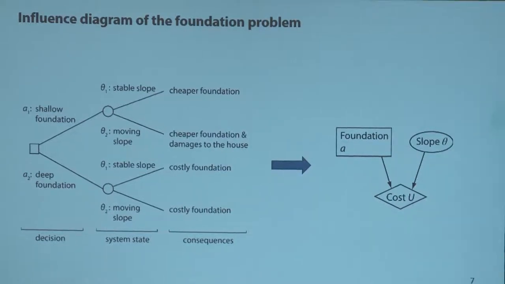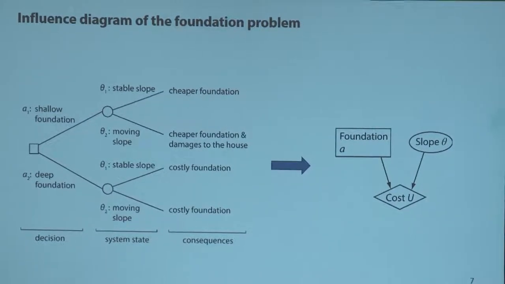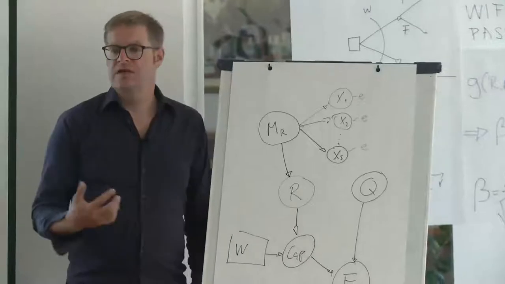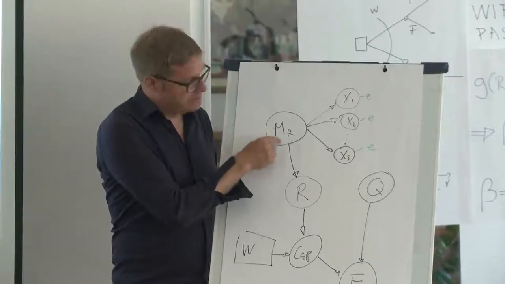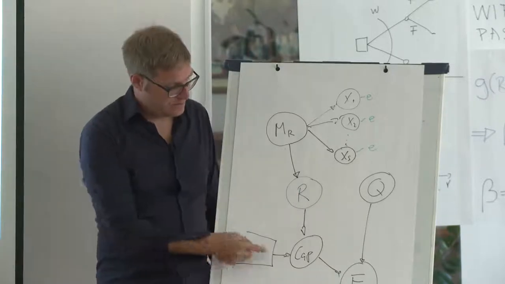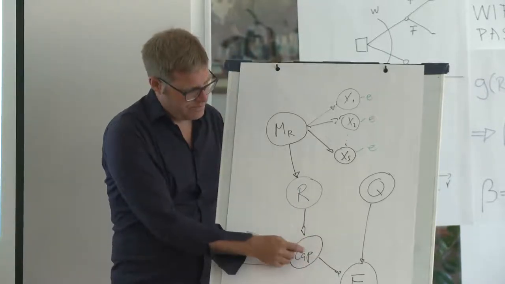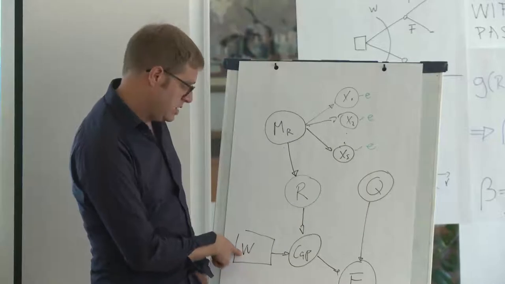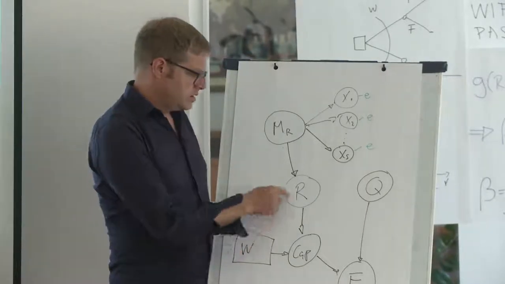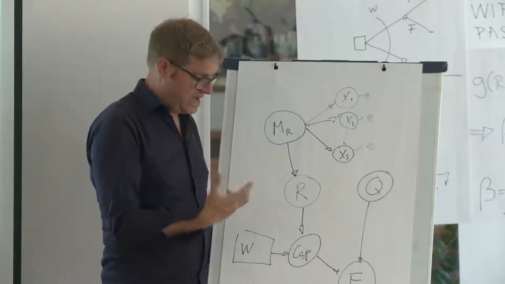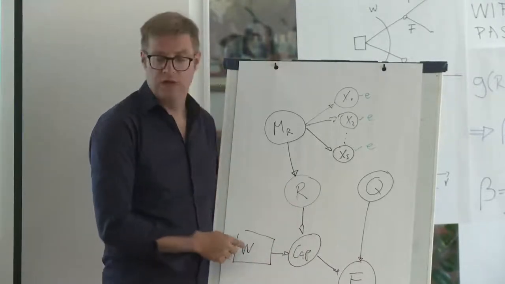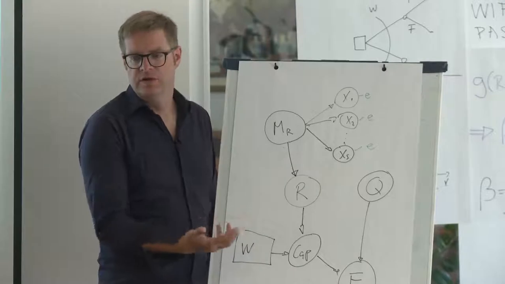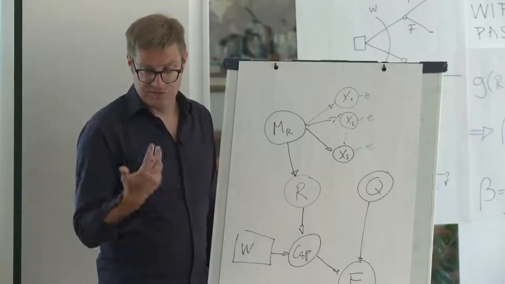Then, the links that come from a decision node to a random variable can be interpreted in the same way as we already know when we have a link from a random variable to a random variable. That means that the random variable here is defined conditional on the decision. So in this case, the capacity is defined conditional on R and conditional on W. In this special case, it's just a deterministic function. More generally, it can also be probabilistic.